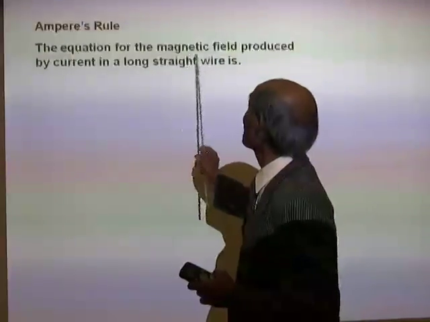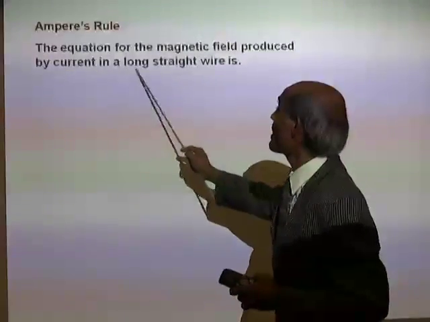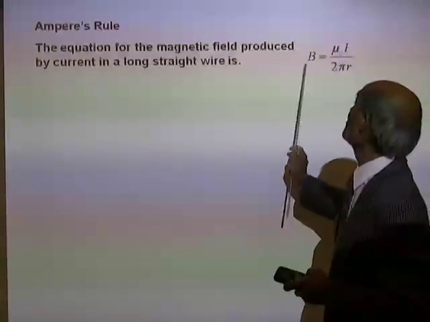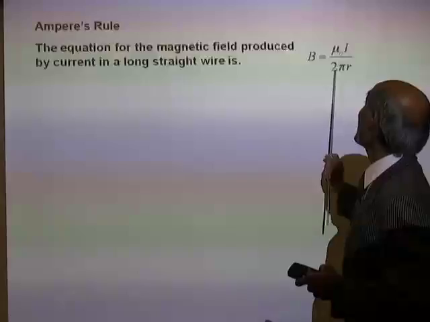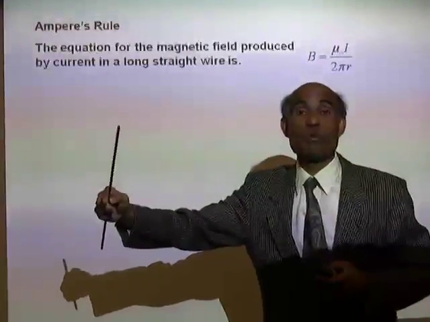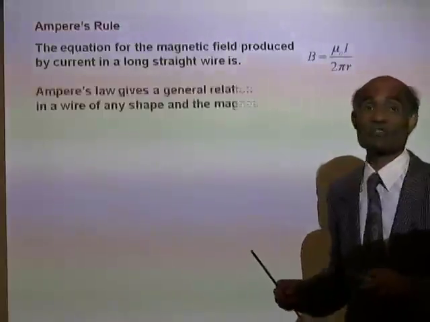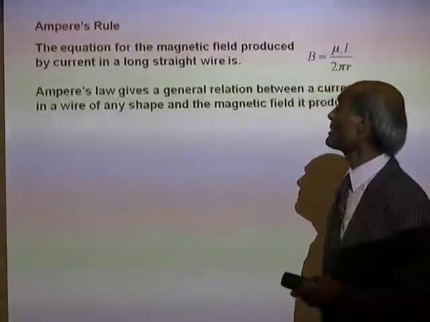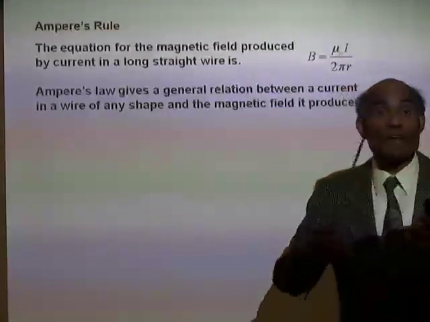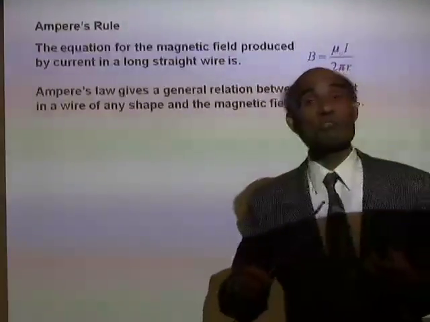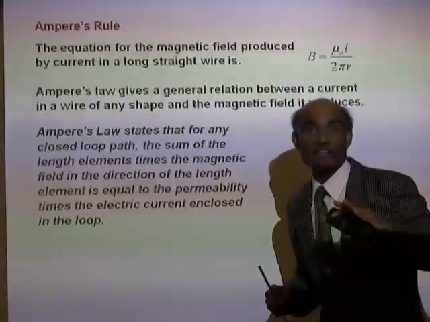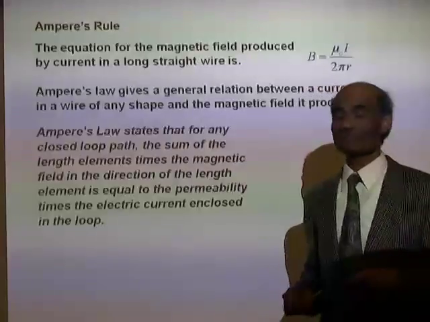The equation for the magnetic field produced by a current in a long straight wire, you recall that, is B equal to mu 0 I over 2 pi r, where r is the distance of the point where the field is discussed. Now, Ampere's law gives us a general relation between current in a wire of any shape and the magnetic field it produces. Now, I'm going to read the law and then interpret it.